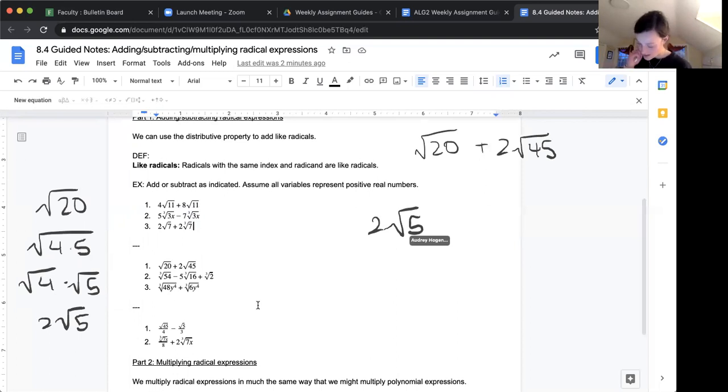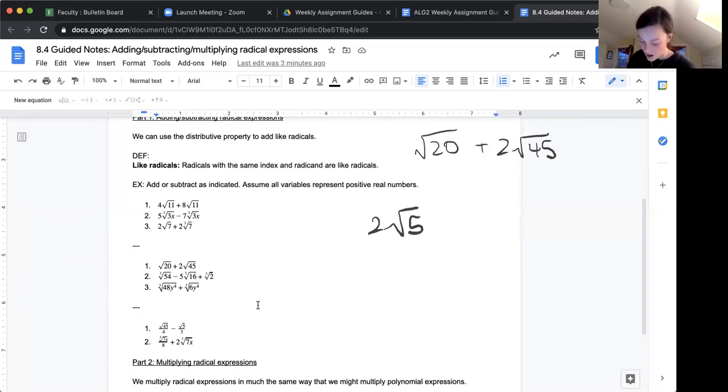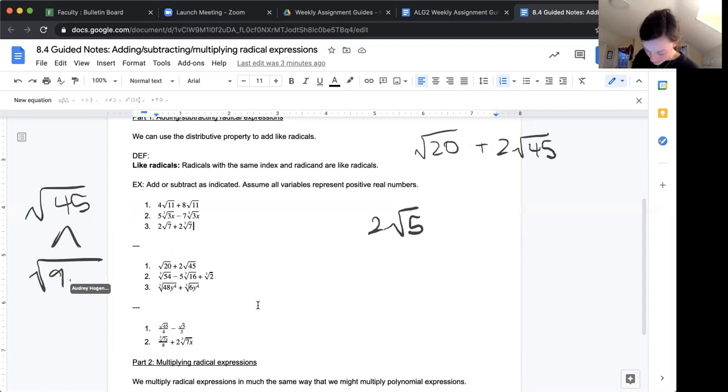And then we have square root of 45. I want to try and break up my square root of 45. If I think about 45, the largest perfect square that divides into 45 is 9. So I'm going to rewrite 45 as square root of 9 times 5, which is square root of 9 times square root of 5, which is equal to 3 square root of 5.